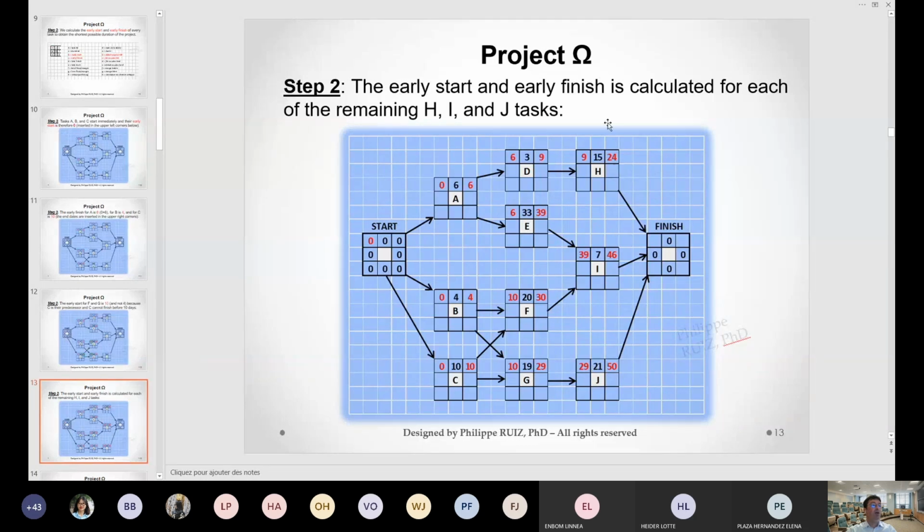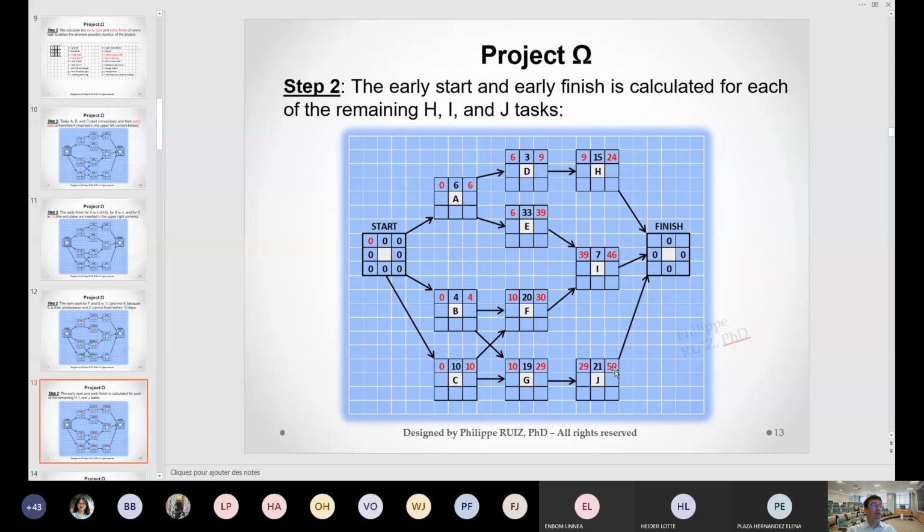And here I have when all the activities finish. H after 24 days since the beginning of the project, I after 46 days since the beginning of the project, and J after 50 days since the beginning of the program.